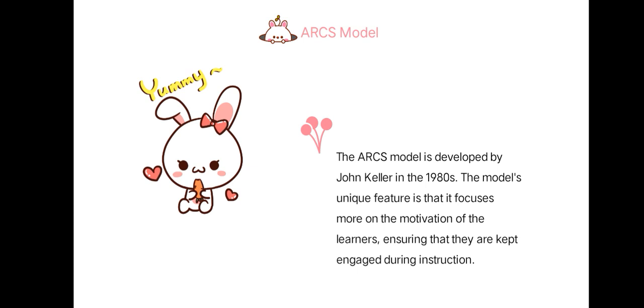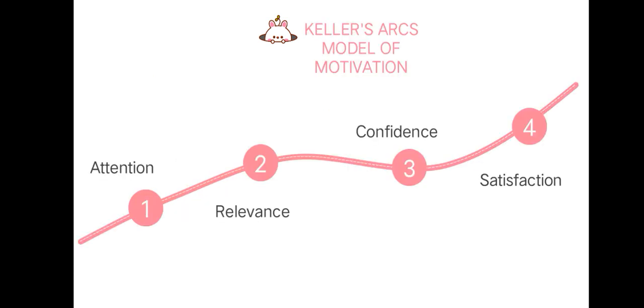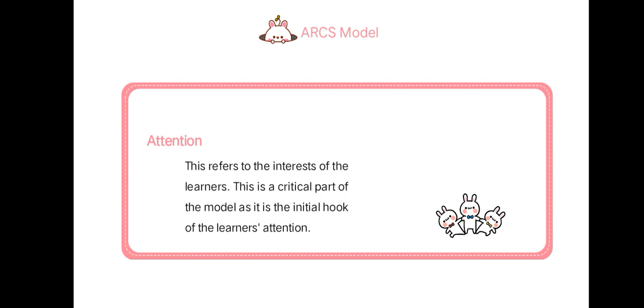This model aims to keep learners engaged throughout the instructional process, and this model consists of four main components. What are those? The four main components. The first one is attention. Second, relevance. Third, confidence. And fourth, satisfaction. Let's have first the attention.